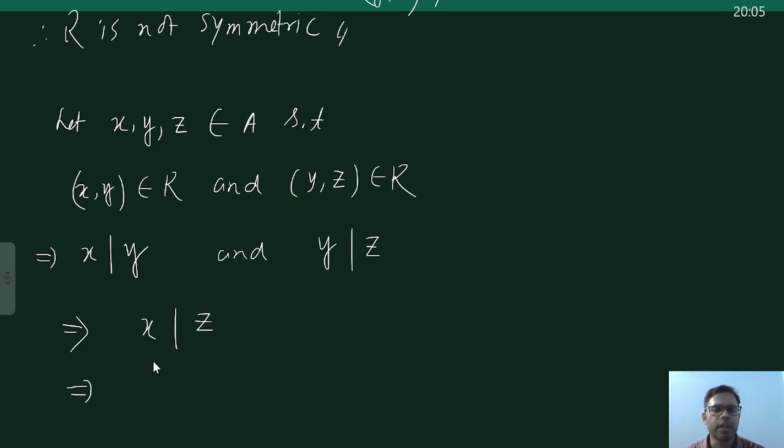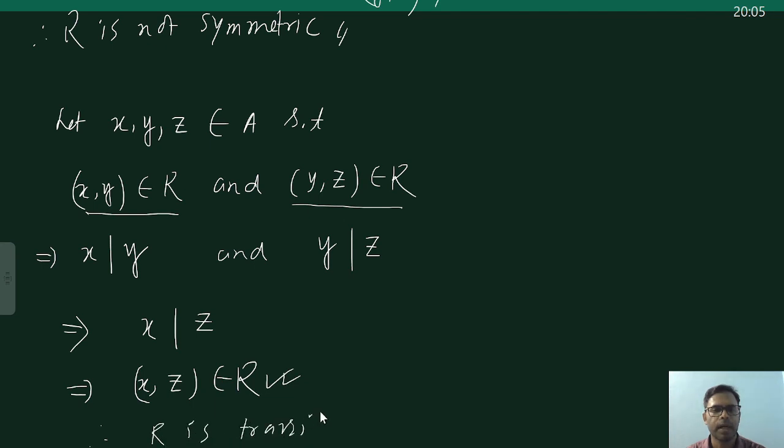So as this relation is satisfied, we write (x, z) belongs to R. You see here (x, y) belongs to R and (y, z) belongs to R, and here we obtained (x, z) also. So we can say R is transitive, but it is not an equivalence relation. What we found is that it is a reflexive relation and a transitive relation, but it is not symmetric. So I think you understood this problem. Now come to the question again.